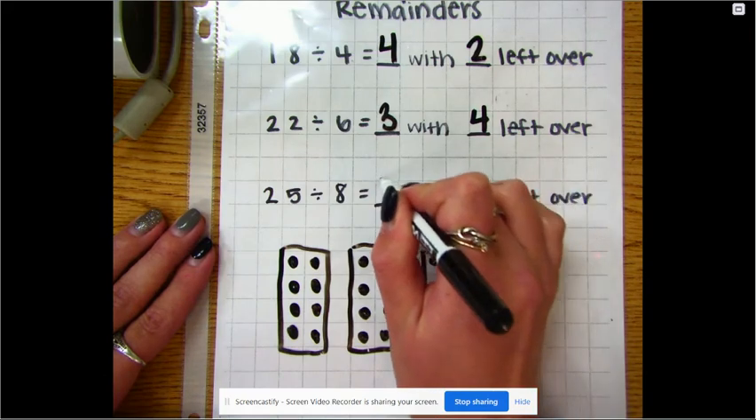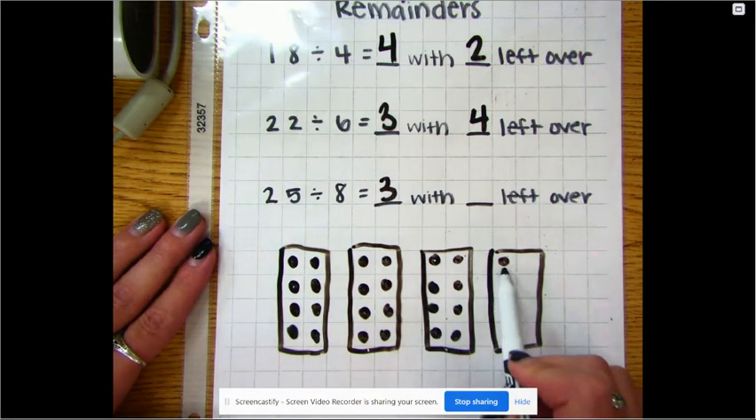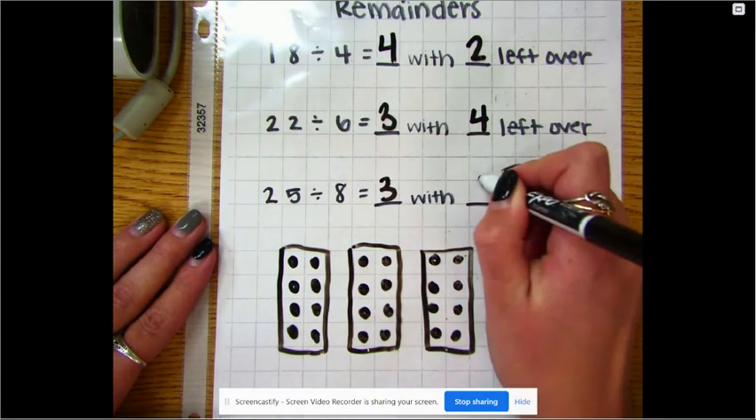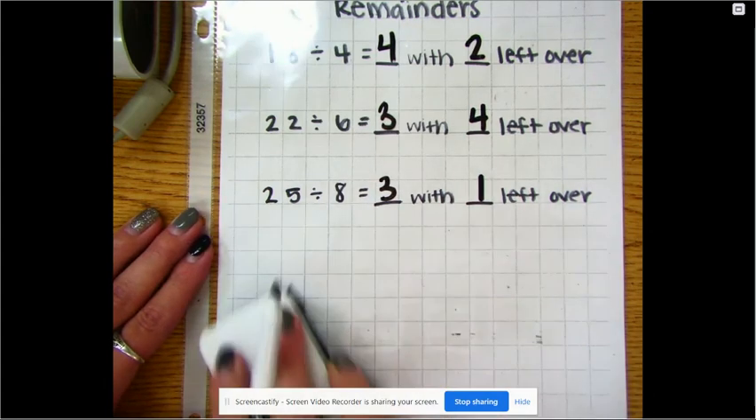How many full groups of 8 did I have? 3. I had 3 full groups of 8. How many were left over? 1. So my quotient would be 3 with a remainder 1. That's one strategy to solve that problem. Let's look at a second strategy.